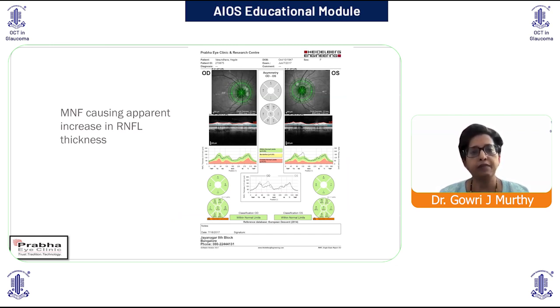If you look at the left eye here, the circle cuts the myelinated nerve fiber layer area. It is going around above the myelinated nerve fiber layer area. So wherever there is the myelination, you can see that the RNFL is artifactually thickened. So myelinated nerve fibers can cause apparent increase in RNFL thickness, and this is something that one should keep in mind.